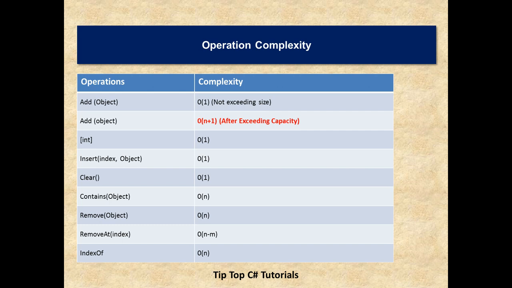Let's try to understand complexity on the other side. Adding an object when you are not exceeding the size, the complexity will be big O of 1. But if you add an object after exceeding the capacity, internally the CLR has to create a new array and then copy all the old elements into the new array, and then add the new one. That's why the complexity will increase here.